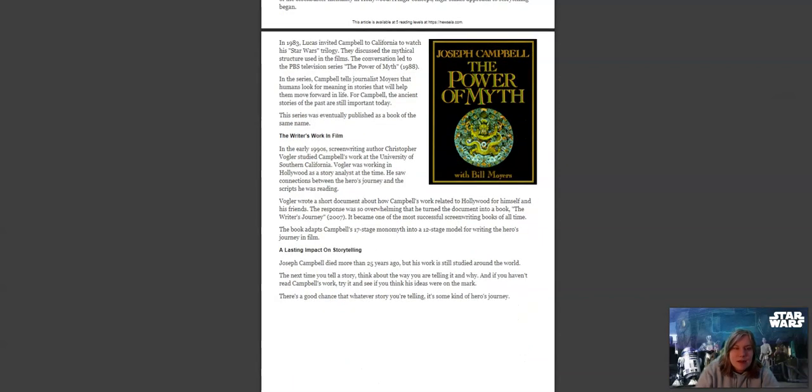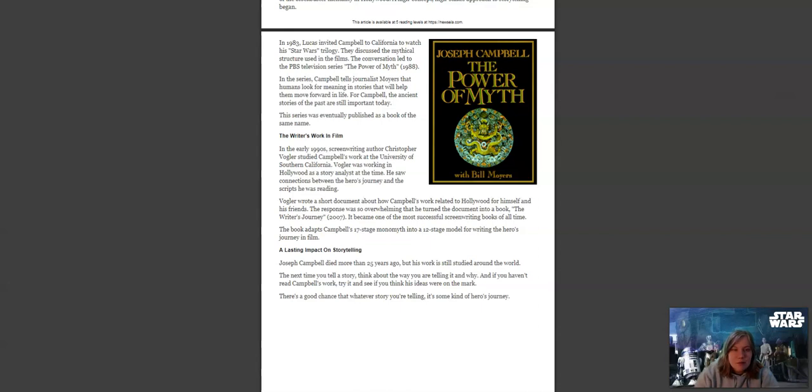In 1983, Lucas invited Campbell to California to watch his Star Wars trilogy. They discussed the mythical structure used in the films. The conversation led to the PBS television series The Power of Myth in 1988. In the series, Campbell tells journalist Moyers that humans look for meaning in stories that will help them move forward in life. For Campbell, the ancient stories of the past are still important today. This series was eventually published as a book of the same name.